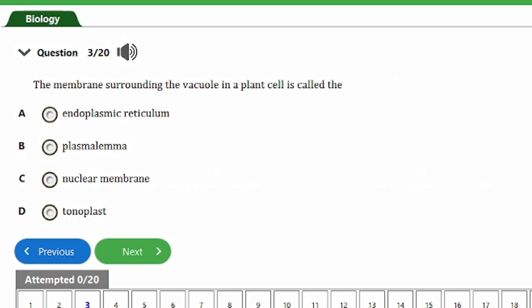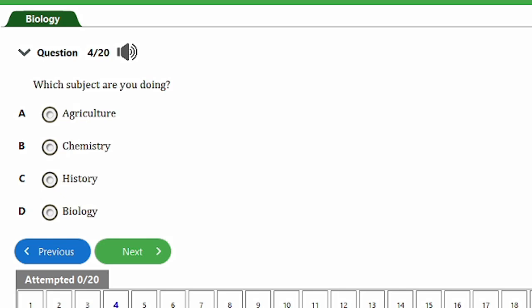Question number 3, it says the membrane surrounding the vacuole in plant cell is called the A. Endoplasmic reticulum, B. Plasmalemma, C. Nuclear membrane, D. Tonoplast. So guys, the answer to this question is option D, and that's the tonoplast. The membrane surrounding the vacuole in plant cell is called the tonoplast. So let's consider the next question.